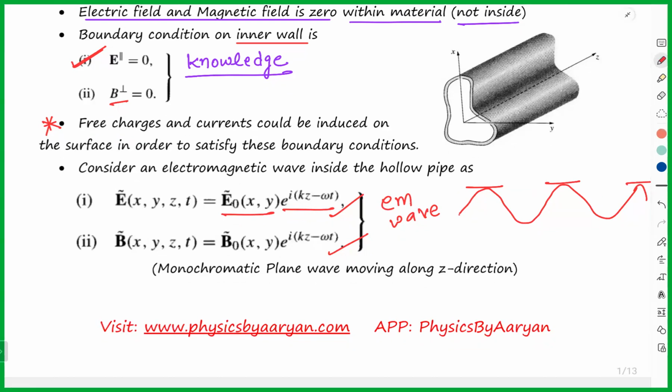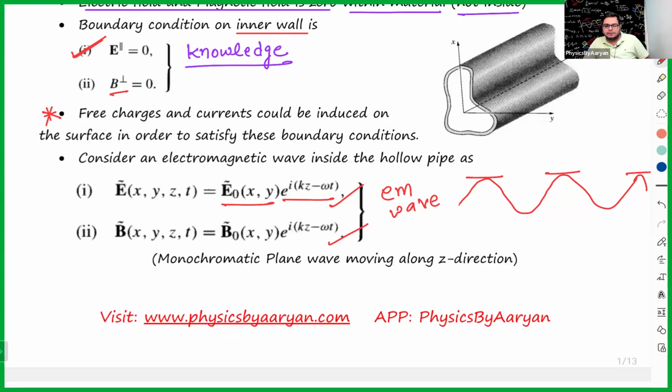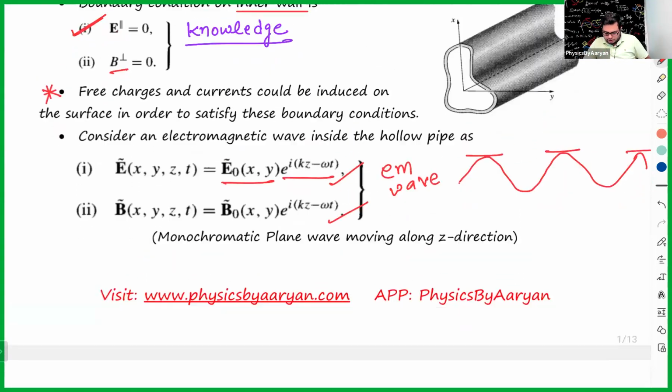Sir, is the amplitude not changing because the pipe dimensions are fixed? Pipe's dimensions are fixed. Yes, yes. If we take some randomly shaped pipe, then yes, it can change. Right now, we are taking a symmetric kind of pipe. I will explain further exactly what pipe we are taking. But yes, you are right.